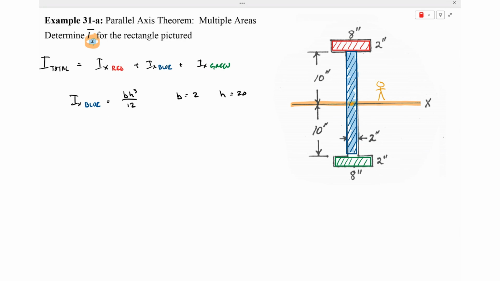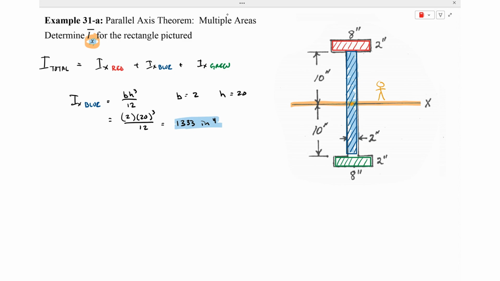Okay, so we put that into our equation here. We have 2 times 20 cubed divided by 12, and that gives us 1,333 inches to the fourth. So the blue section is 1,333 inches to the fourth.